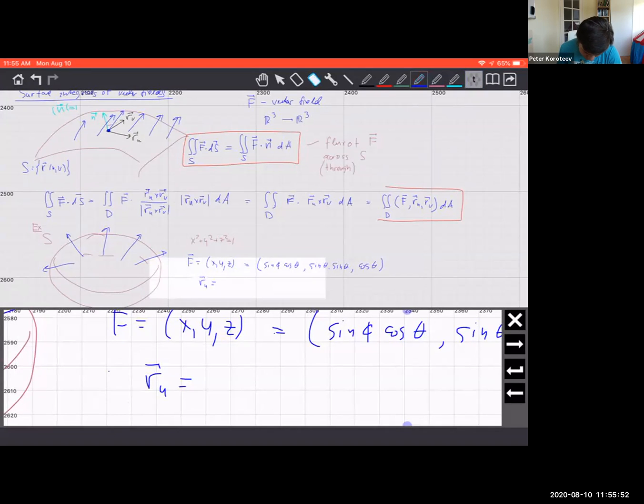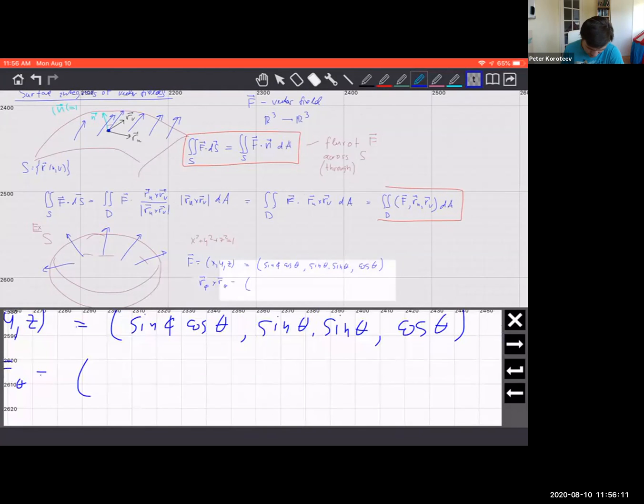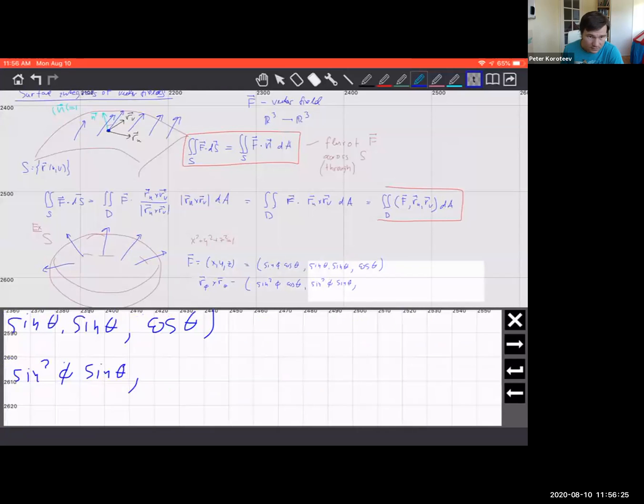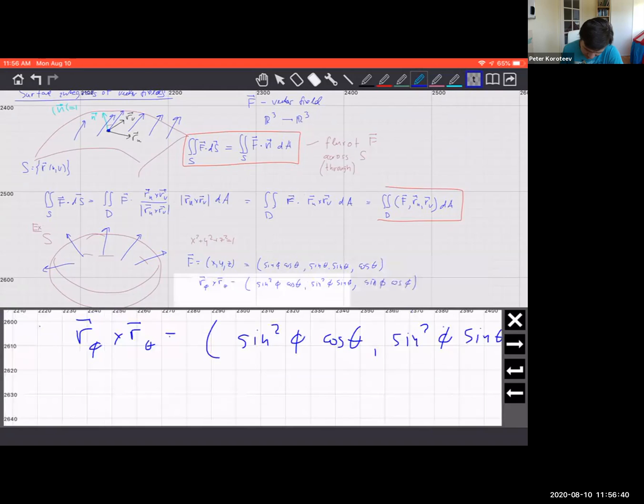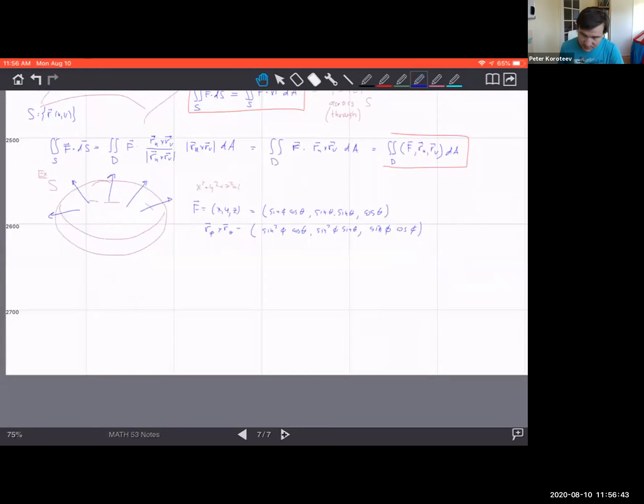And R phi cross R theta, as we already calculated before, was equal to sine squared phi cosine theta, sine squared phi sine theta, and then sine phi cosine phi, excuse me. So now we take the dot product of these two, and then we integrate over D.